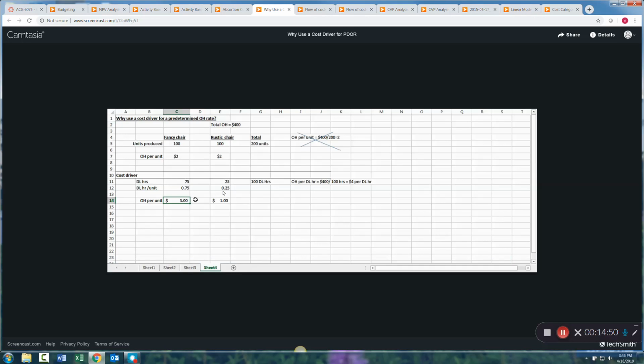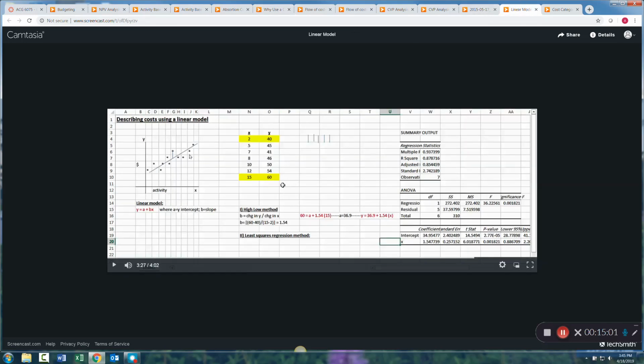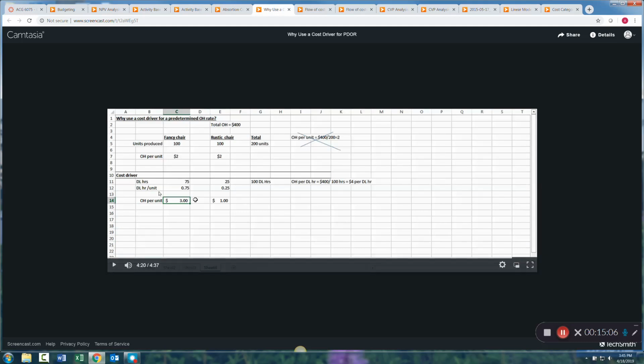And if you have to try to figure out what's a good cost driver, some of the methodologies that we used right here, like linear regression, could be used for you to find out what is a good cost driver. So keep that in mind. But in general, somebody that's been in business for a while will have an idea as to what cost driver is best to use for that purpose. And here, when we use direct labor hours, we end up giving $3 of overhead to the fancy chair and $1 to the rustic chair. And this provides us with better cost information.